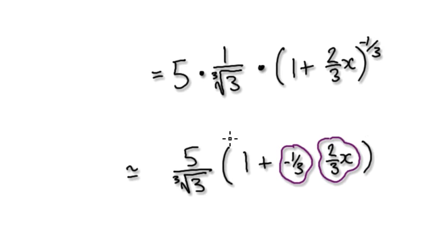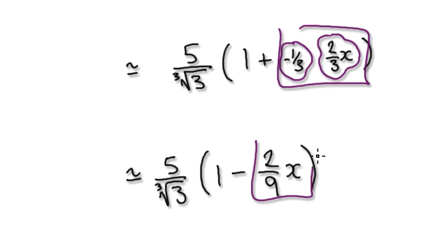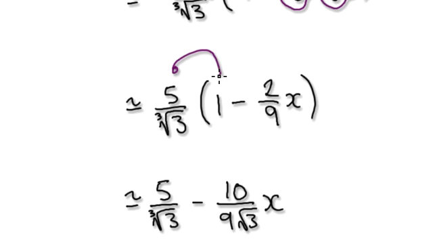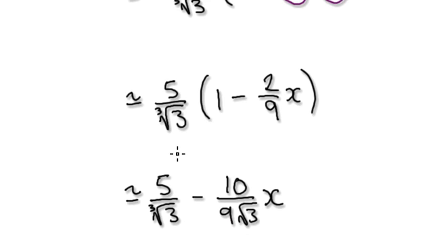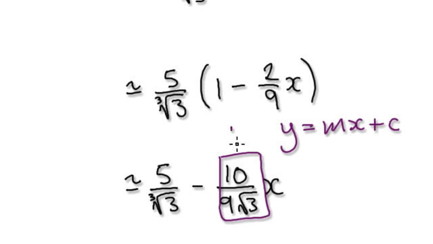Okay, and then merge these two together. That will then give you this, and then multiply it out. So this times this and this times this gives you this. Don't forget, this is just a straight line. This is in the form of y equals mx plus c. It's just a straight line. This is your gradient here. This is your intercept here.